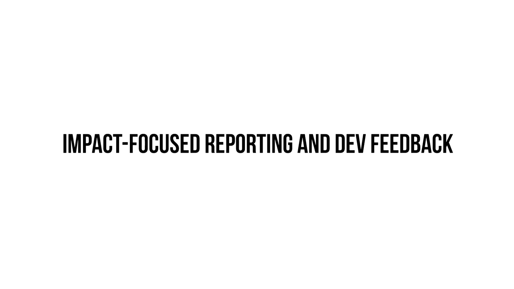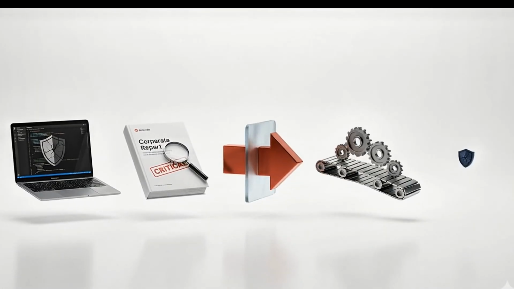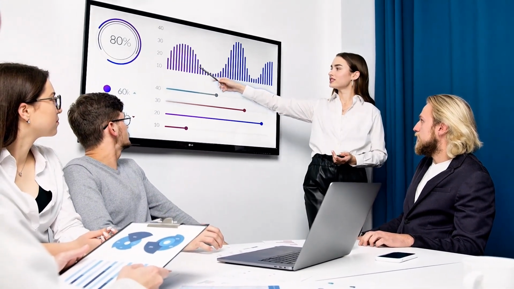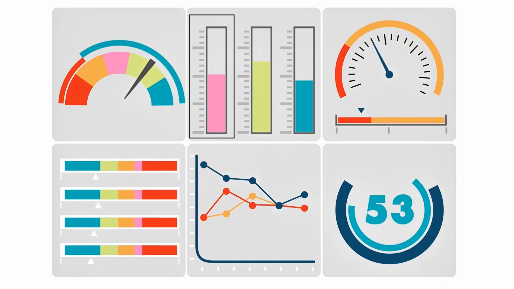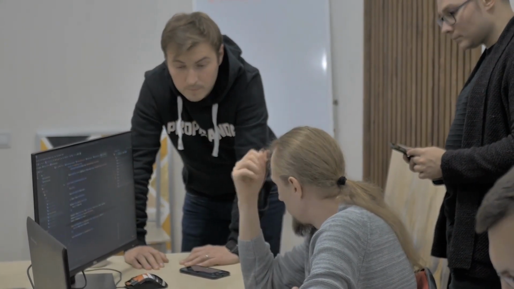Phase 3: impact-focused reporting and development feedback. A web app pen test is useless if the report can't drive the necessary changes in the development pipeline. The reporting must be tailored to both the executive team and the development team. Typical reporting: a 150-page PDF with scanner output. All findings are rated high if they are technically severe, even if the business impact is low. Developers struggle to reproduce the findings or understand the fix.